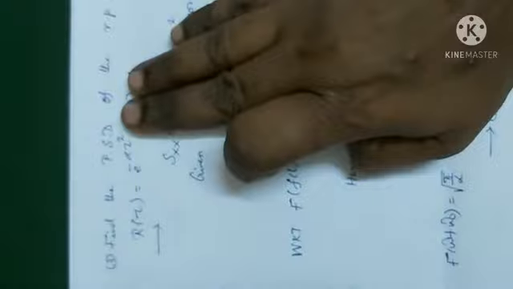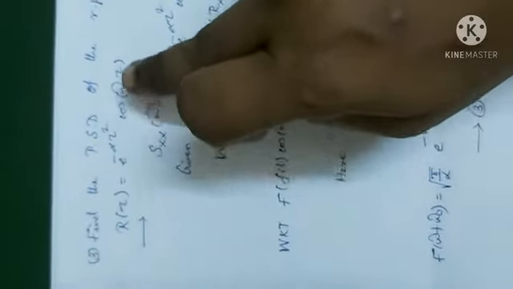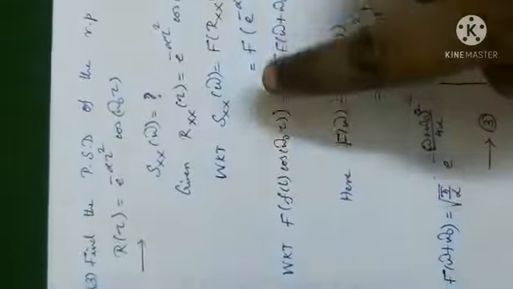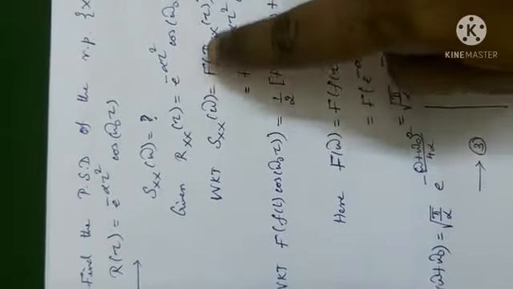I told you to remember it as a formula, right? Because we will use it here. So with this term, there is another term in the product, cos of omega naught tau. So the question is find the power spectral density. Autocorrelation function is given. So power spectral density equals the Fourier transform of the autocorrelation function.